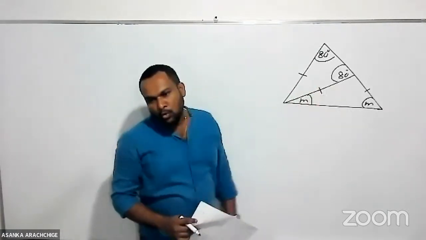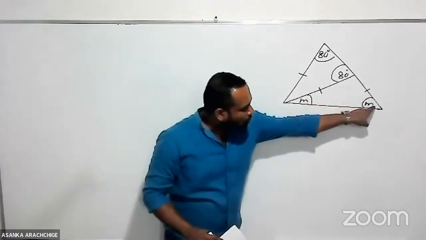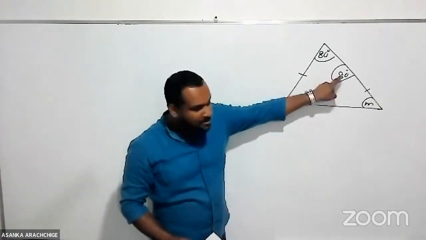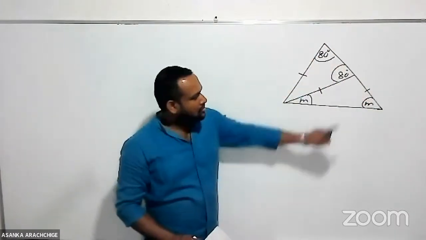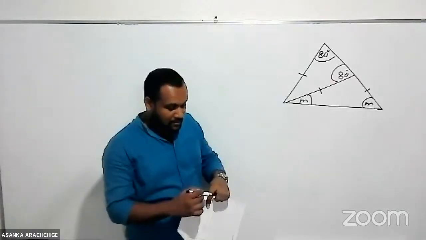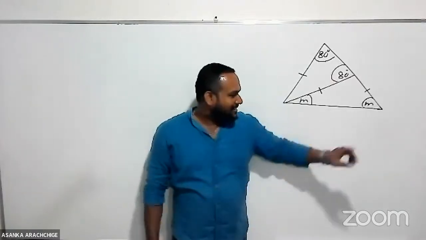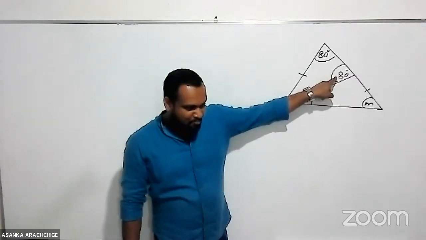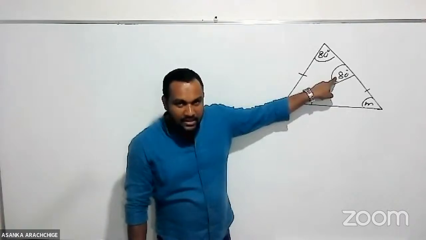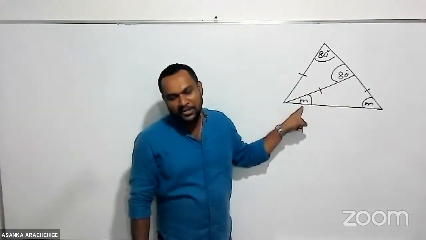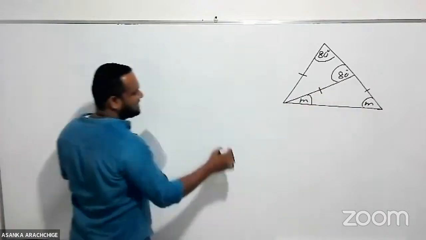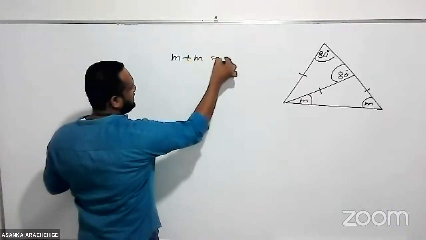Now look. What is the relationship between these two angles and this angle? This is an exterior angle formed when this side is produced. So this angle must be equal to the sum of these two angles. What is the relevant theorem? The exterior angle formed when producing a side of a triangle equals the sum of the two interior opposite angles, right? You can write M plus M equals 80.